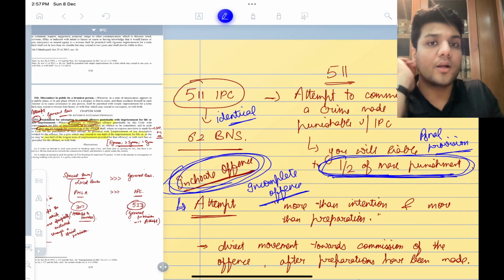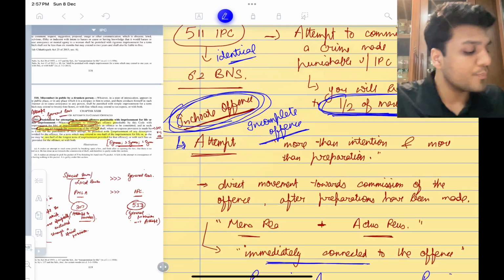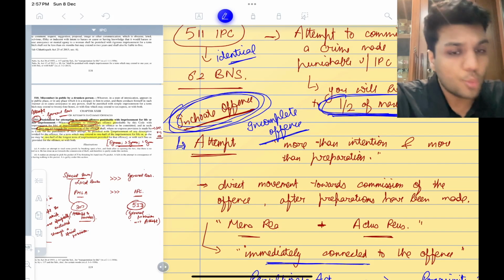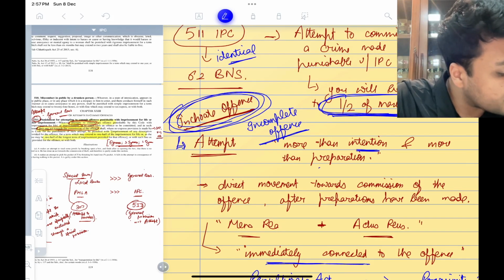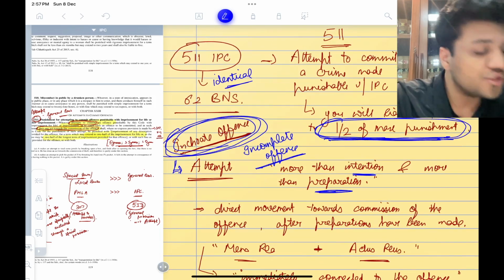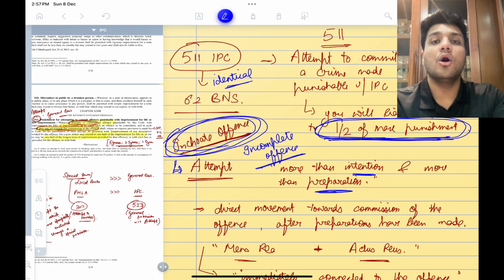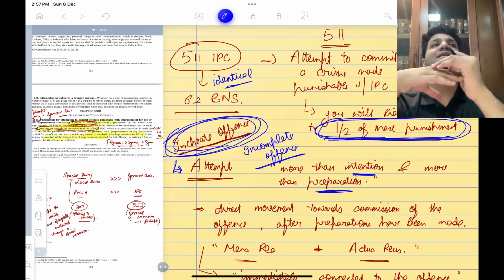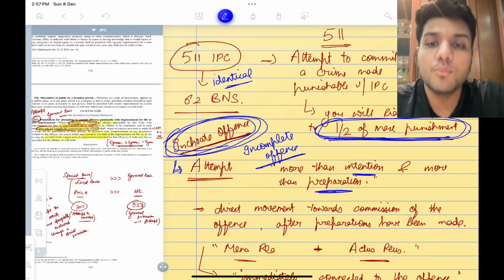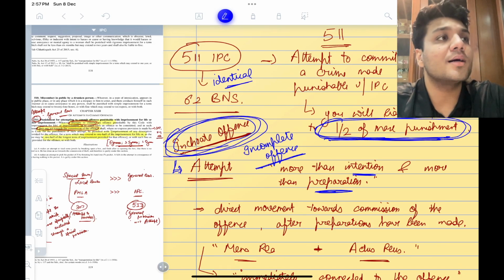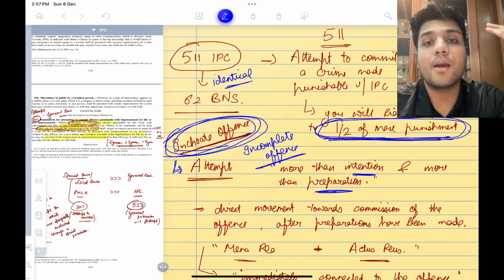But now let us try to understand what is actually meant by attempt. Attempt is something which is more than intention and also more than preparation. Right? Intention is the formation of the idea, or the formation of guilty intent essentially. So let's take an example of you wanting to play football, right? You deciding to play football. Now, when the idea occurs to you that I want to play football and let me get ready for it, that means that you have the intention to play football.